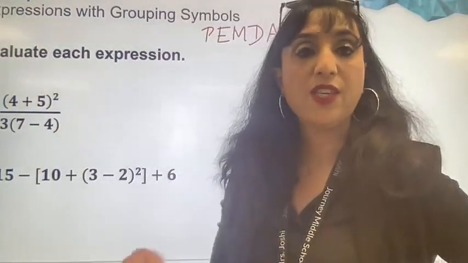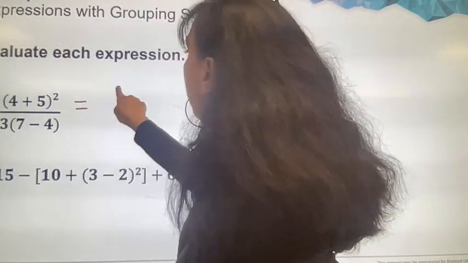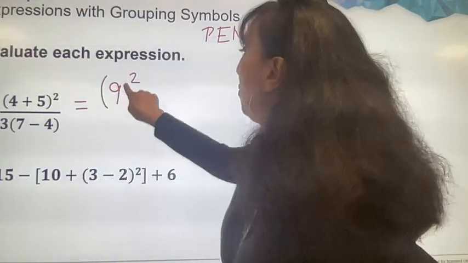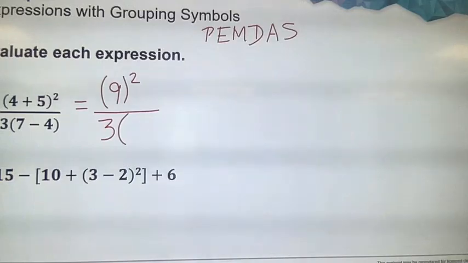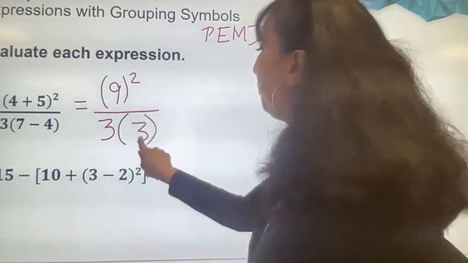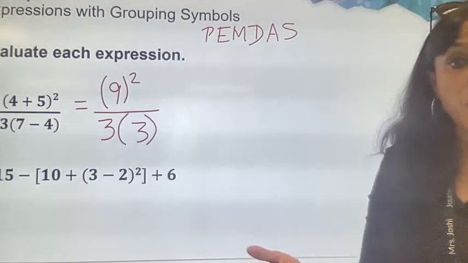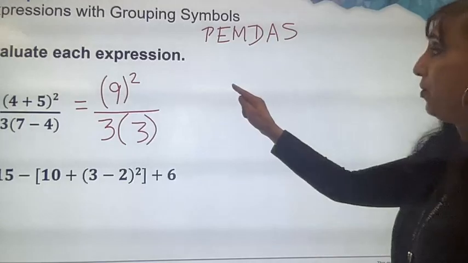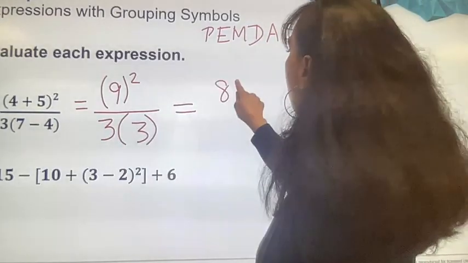So what is 4 plus 5? Because we are doing everything within the parentheses first. And so this gives me 9 squared, right? Because that is grouped, 4 plus 5 over 3 times, we have 7 minus 4, and I am going to get 3. All right, then the next thing we're going to do is solve the exponent. We are going to evaluate the power in the numerator. What is 9 squared? That means 9 times 9, which is 81.